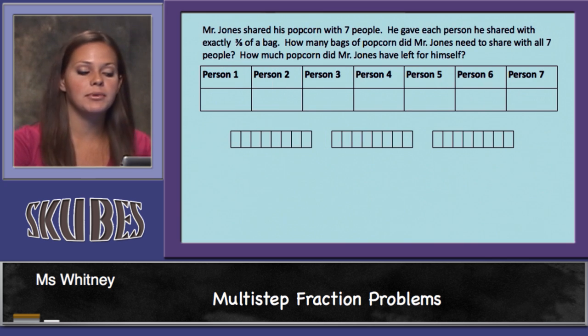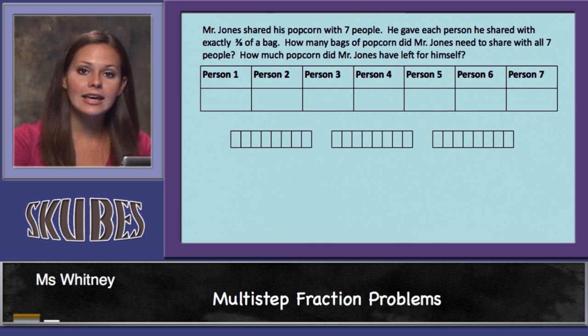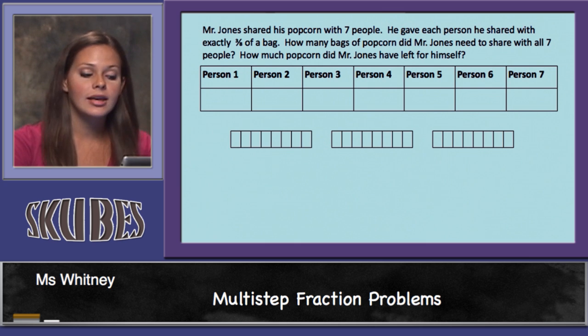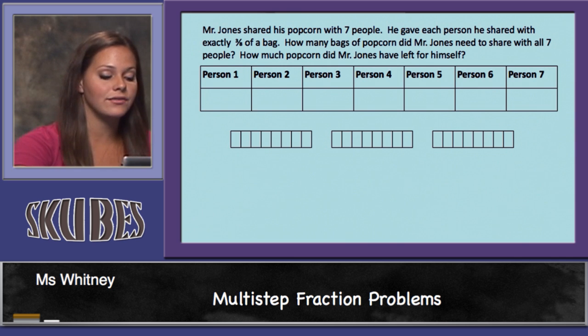Let's look at the next problem. Mr. Jones shared his popcorn with 7 people. He gave each person he shared with exactly 3/8 of a bag. How many bags of popcorn did Mr. Jones need to share with all 7 people? How much popcorn did Mr. Jones have left for himself? So he shared with 7 people. Each person got 3/8 of a bag.